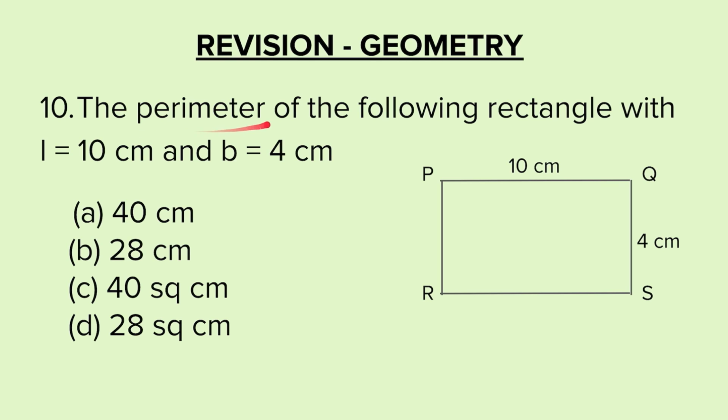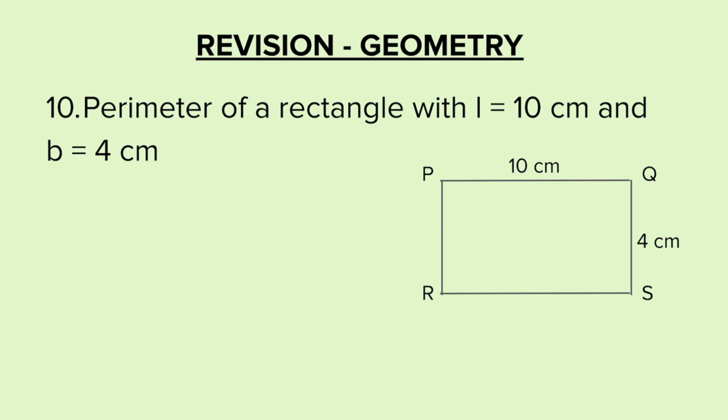Now in this question we have to find out the perimeter. A and B options have units as centimeters. C and D options have square centimeters as the unit. Clearly, perimeter will be in centimeters and area will be in square centimeters. Since we are finding the perimeter, options C and D are not possible. Let us do the calculations and see which is the correct answer.